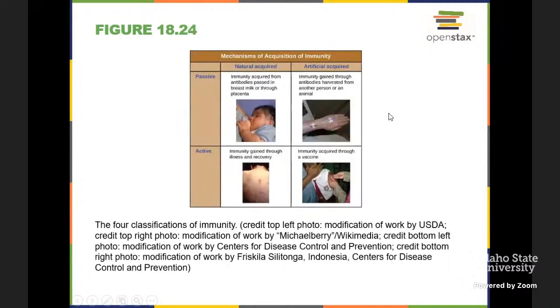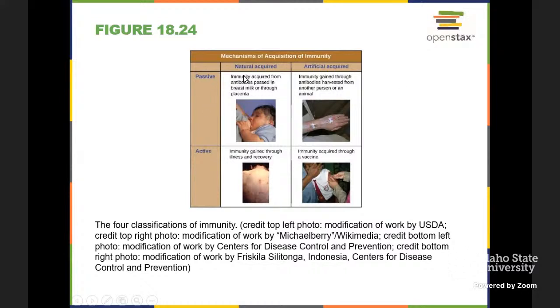So how do we get it? There are multiple ways that we can get immunity. We can break it into natural and artificially acquired, and we can also break it into passive and active types of immunity. So four different ways that we may potentially get some immunity. Initially we'll do passive.